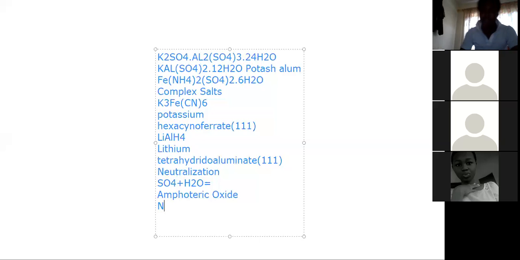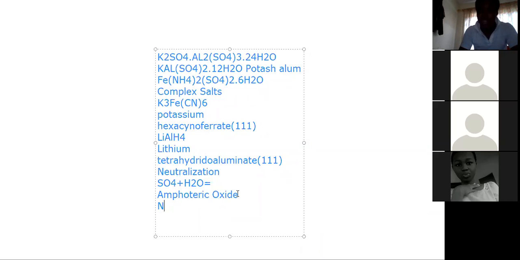And you can also have barium peroxide, BaO2. Barium, not barium, please.